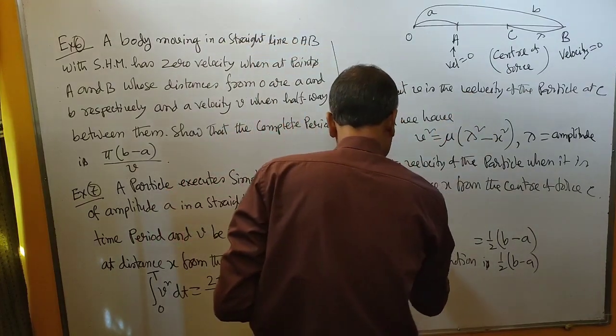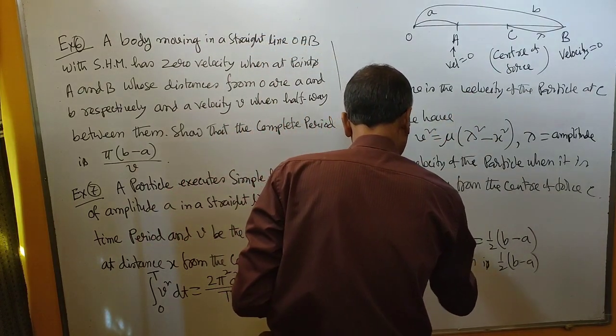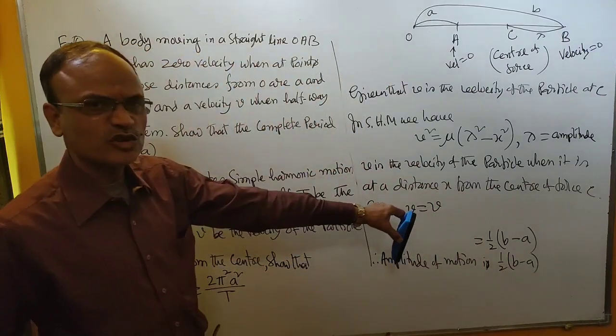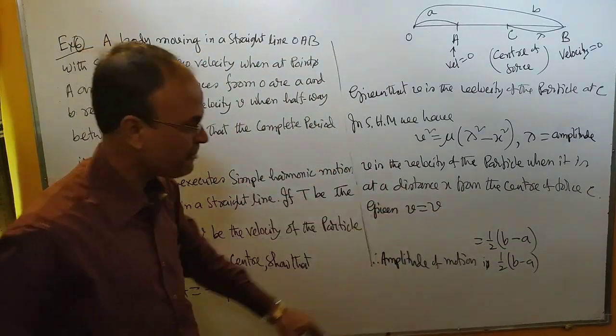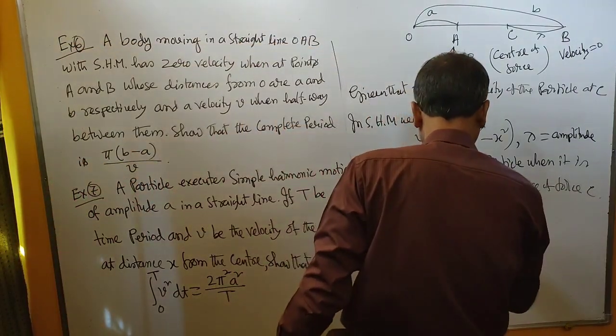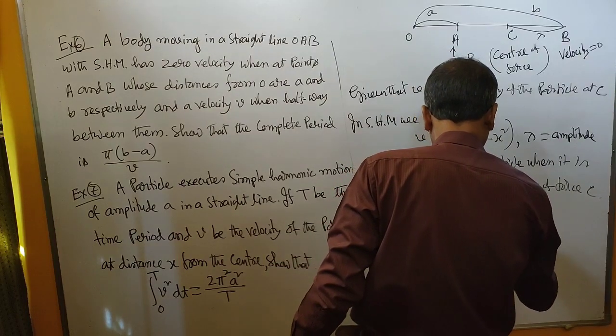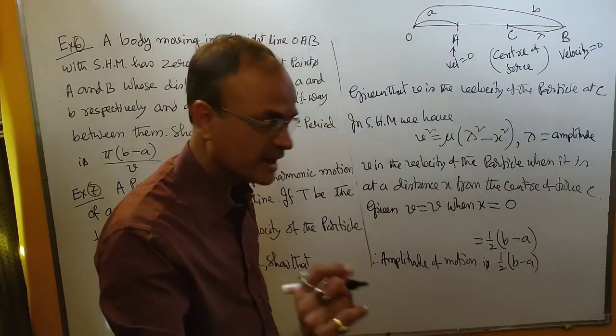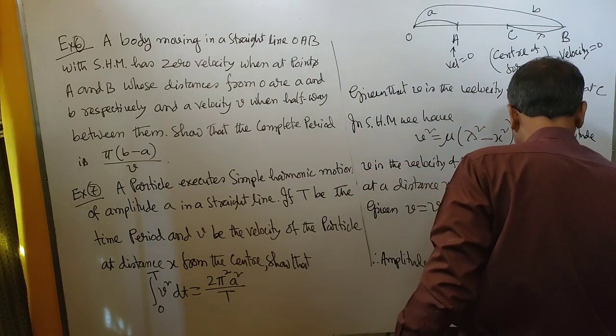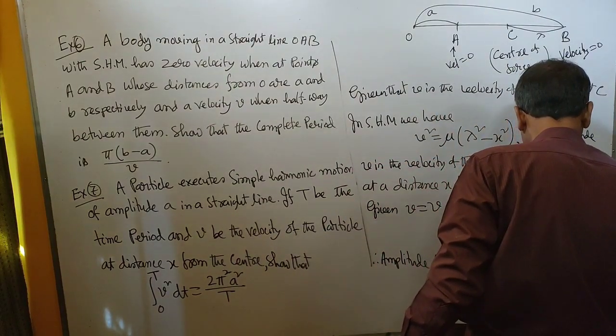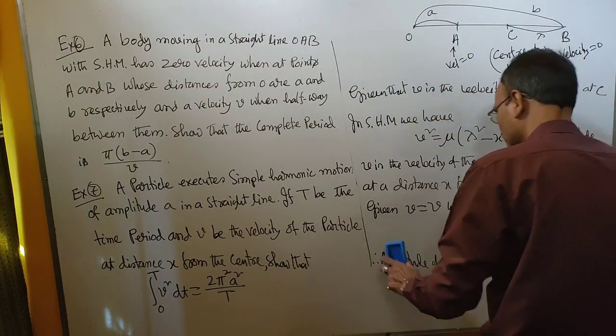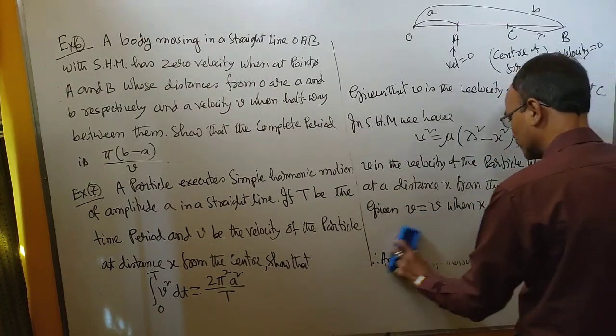Given that velocity is equal to V. V is the velocity of the particle at the point C, when x is equal to 0. You may write here, at the point C, V is the velocity of the particle.